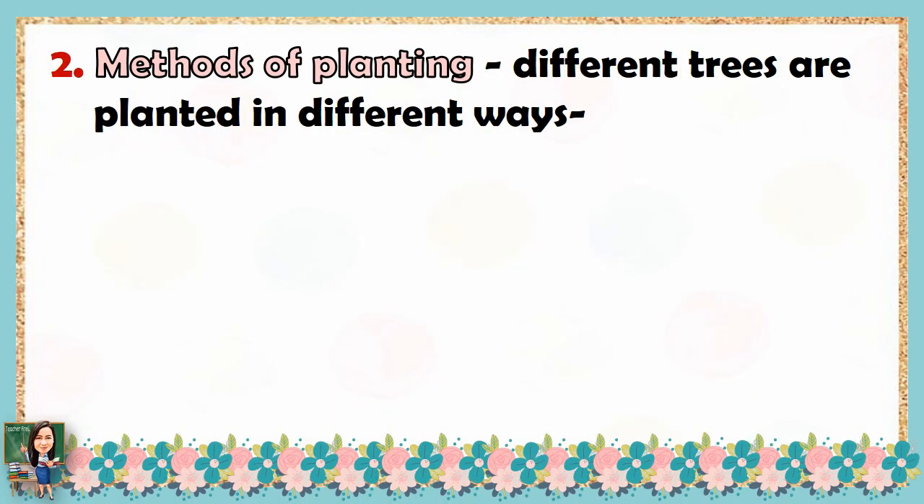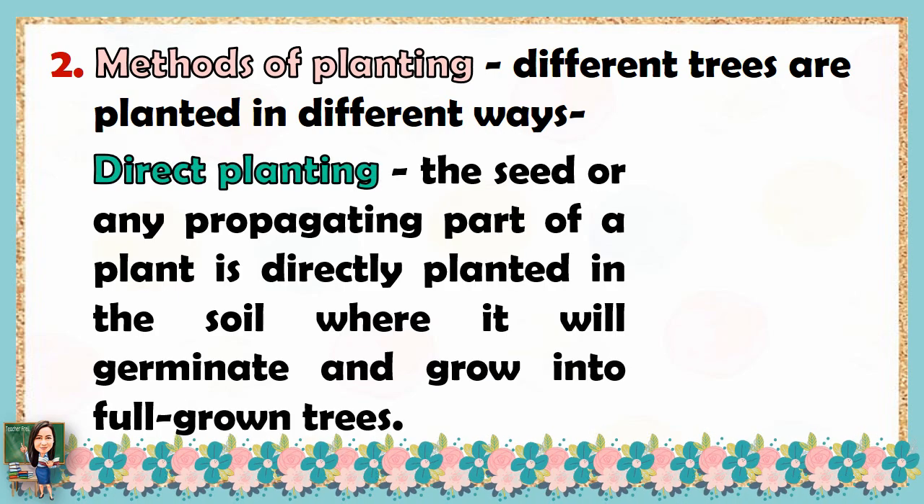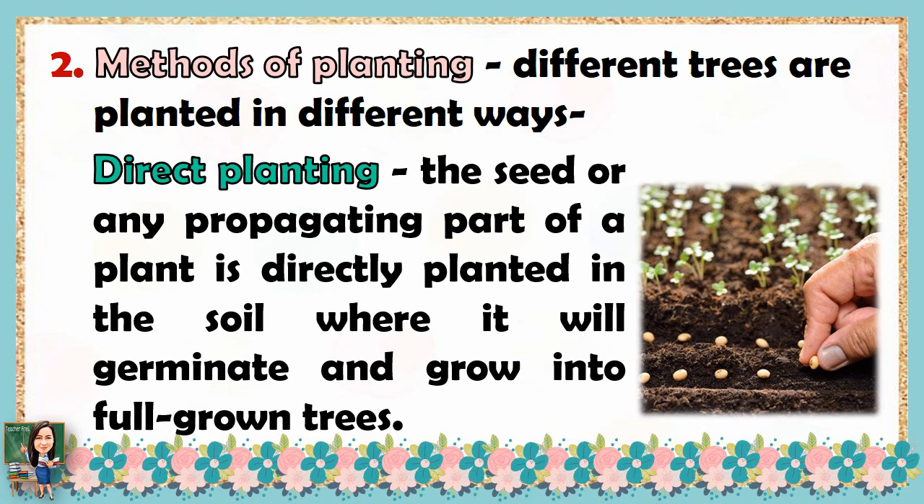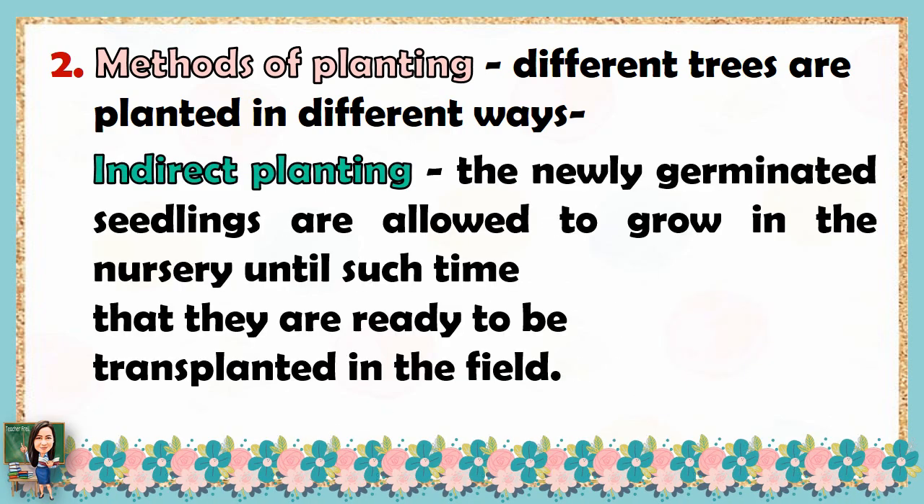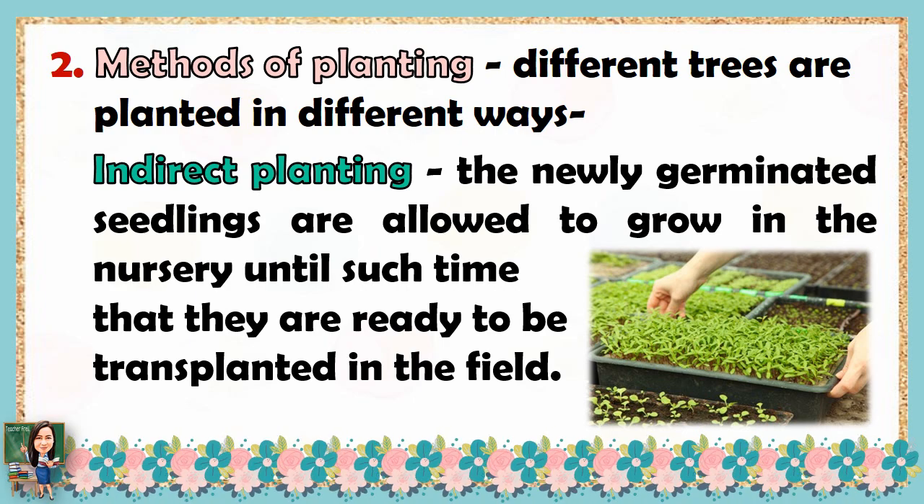Second, methods of planting. Different trees are planted in different ways. Direct planting: the seed or any propagating part of a plant is directly planted in the soil where it will germinate and grow into full-grown trees. Indirect planting: the newly germinated seedlings are allowed to grow in the nursery until such time that they are ready to be transplanted in the field.